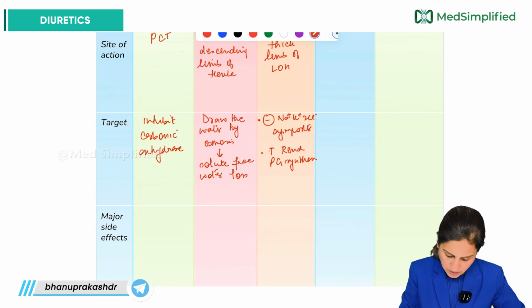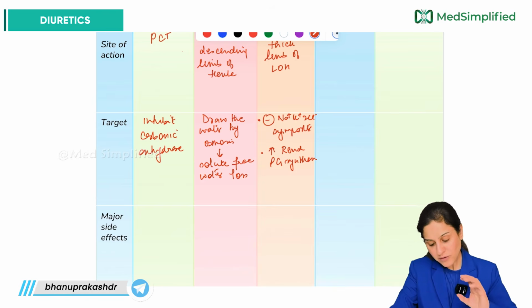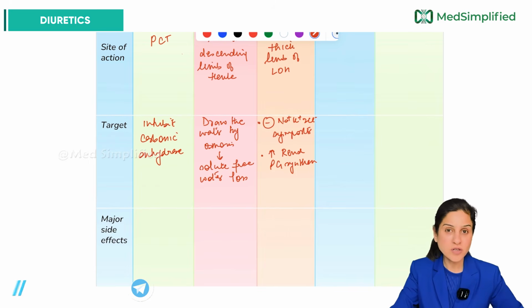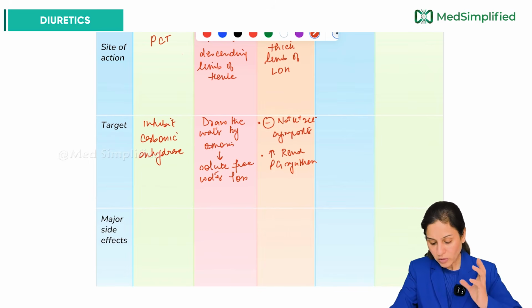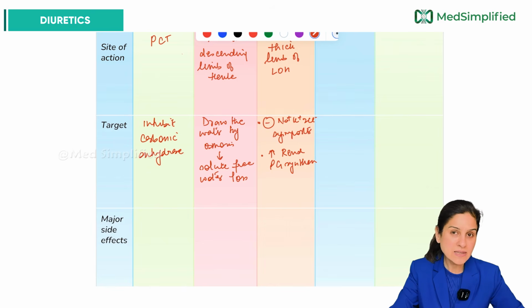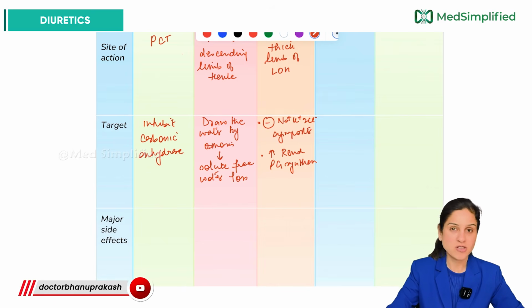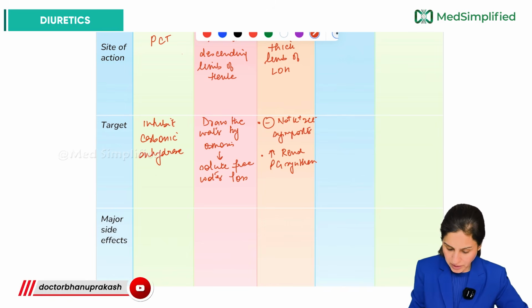This is another important thing, because if you give them along with non-steroidal anti-inflammatory drugs, these will inhibit the prostaglandin synthesis. Therefore, they will blunt the action of these diuretics.